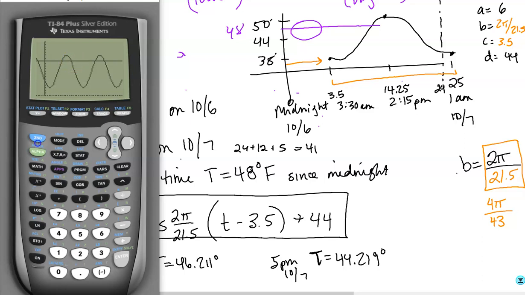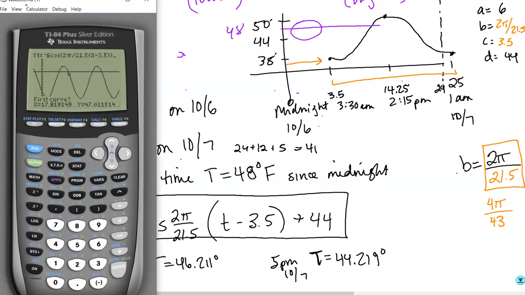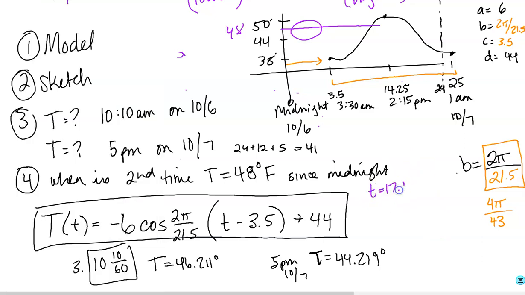So I'm going to do intersect, second calc, intersect. I'm going to make sure that I move close to that little intersection. There we go. It doesn't have to be right on it, but it has to be the closest one. Then I'm going to do enter, enter, enter. So the second time it's 48 after midnight, which is this 0, is 17.128. So this last one is at time equals 17.128.